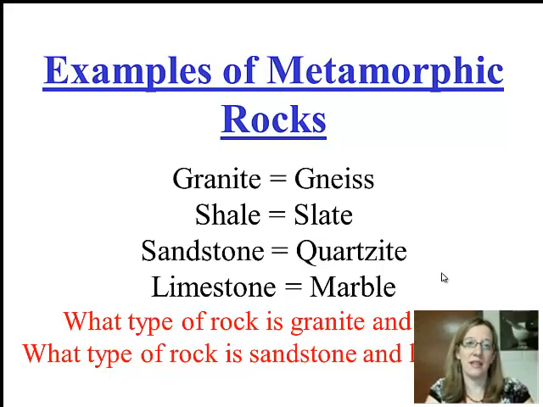Shale is a sedimentary rock. If it undergoes great amounts of heat and pressure, it becomes slate, which is a metamorphic rock. Sandstone, sedimentary, undergoes heat and pressure, and becomes quartzite. And then limestone is also sedimentary, and it undergoes heat and pressure and becomes marble. So again, it changes. It's a rock first, and then heat and pressure changes it to a new type of rock.